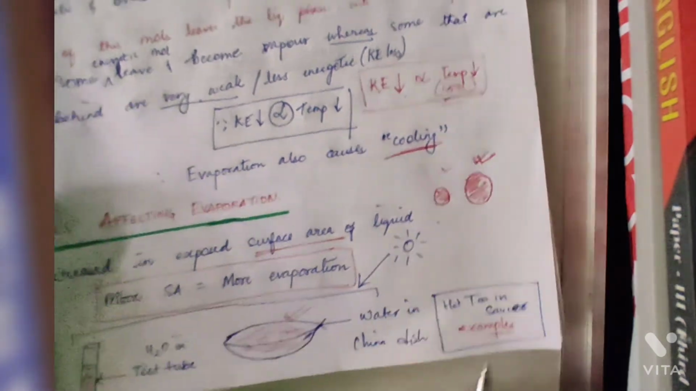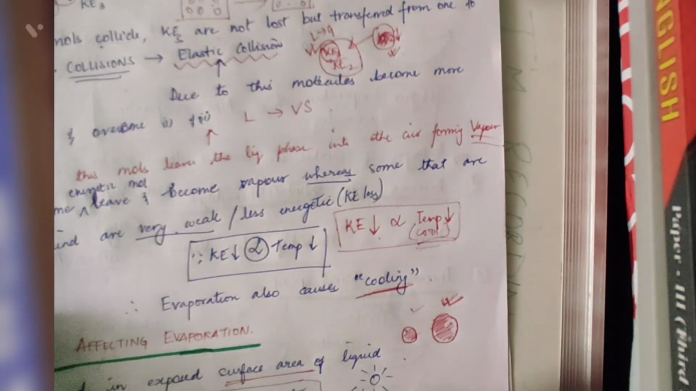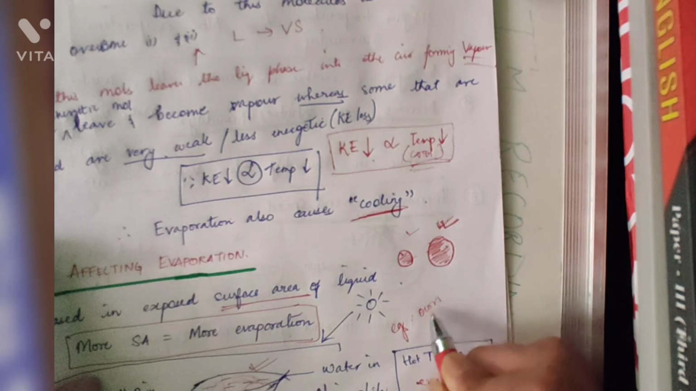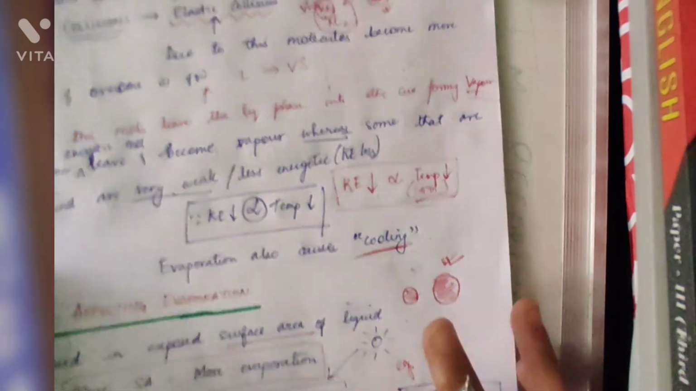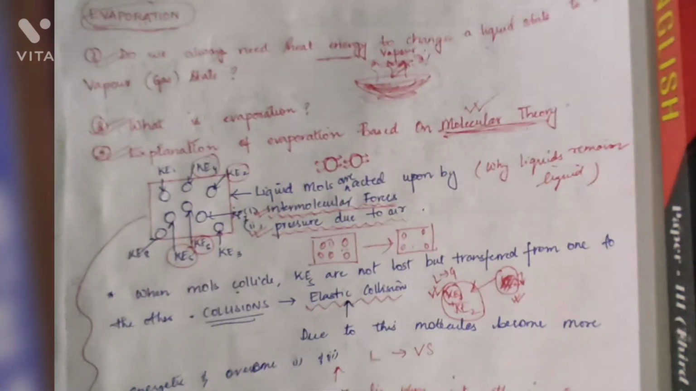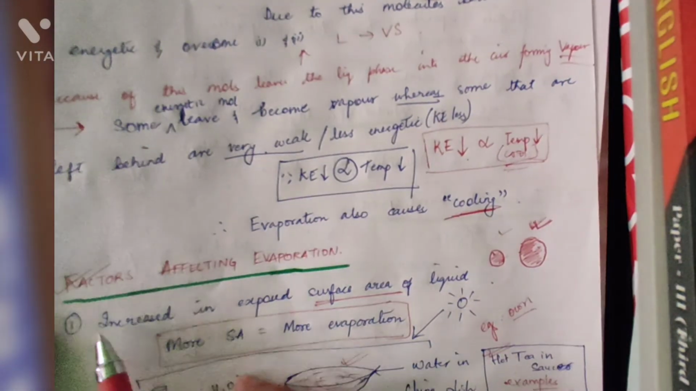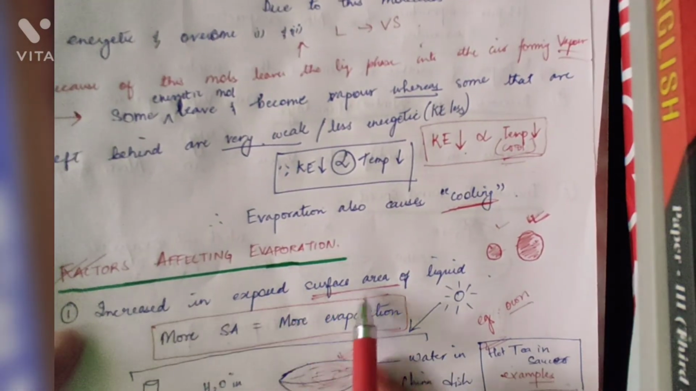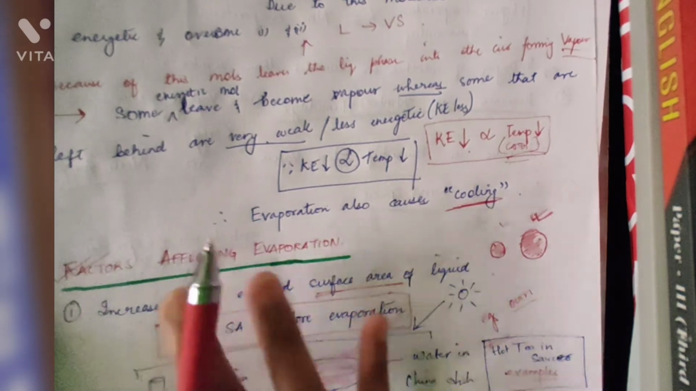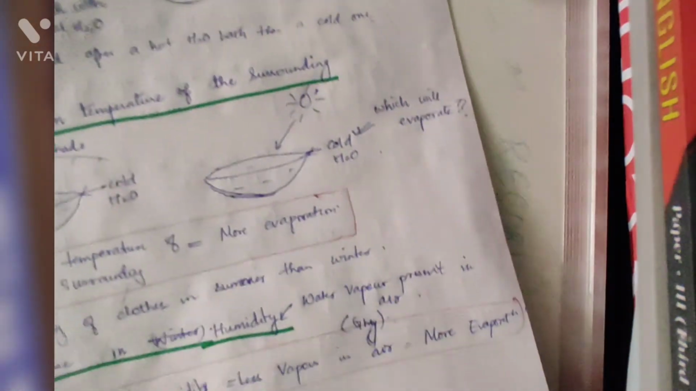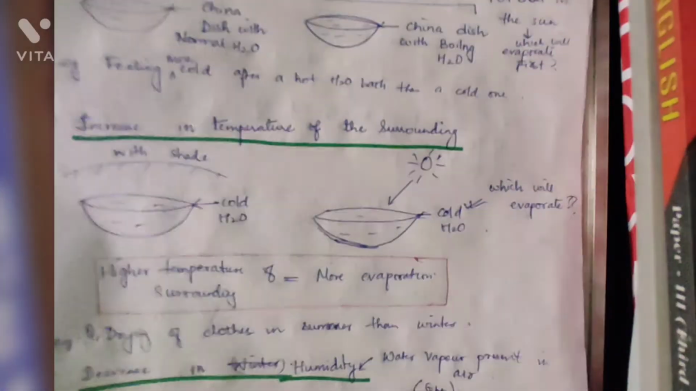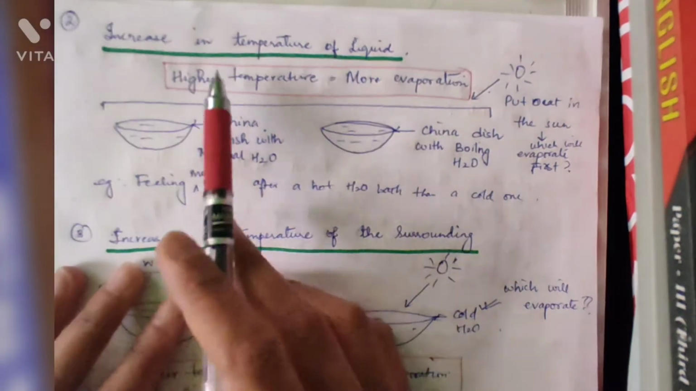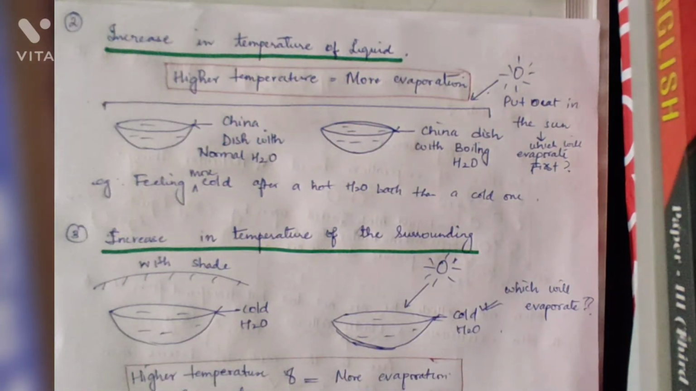I want you guys to read the examples on your own. Okay, I am just discussing one example here, but read the examples on your own. This number one is increase in exposed surface area of liquid. So more surface area equals more evaporation. Okay, we move on to number two. Number two is increase in temperature of a liquid.